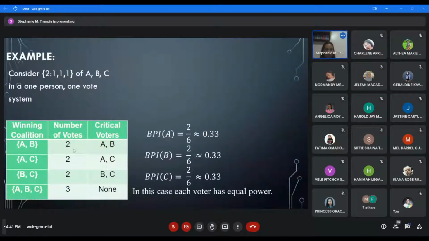So the number of votes are 2, 2, 2, and 3. So the critical voters for AB, you have still AB, for AC, AC, for BC, we have BC, for ABC, wala.